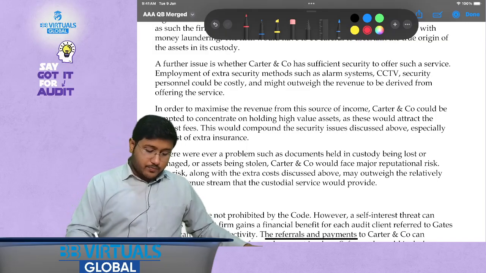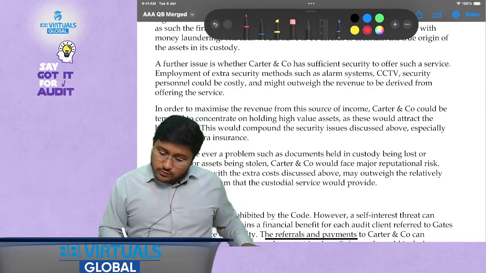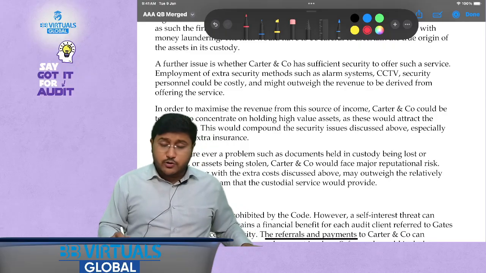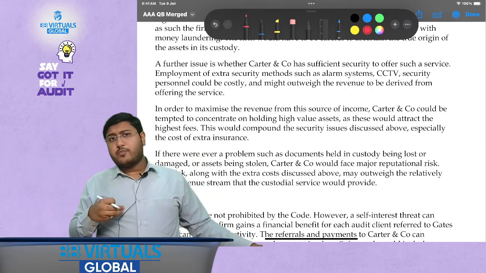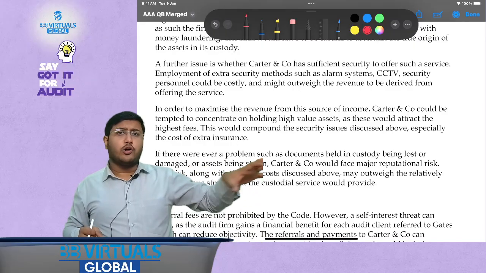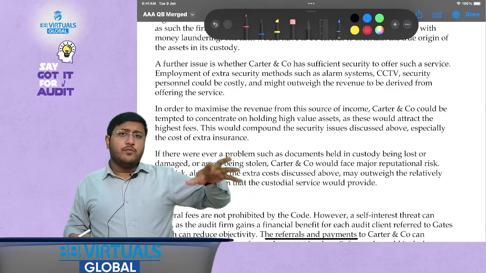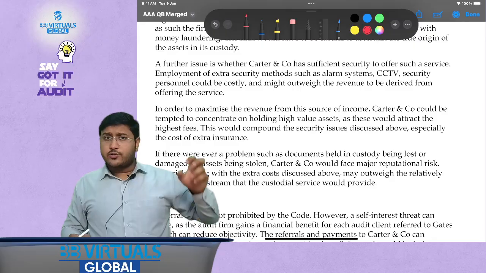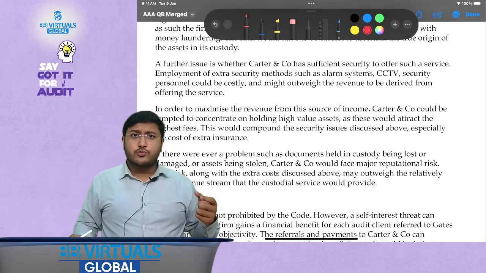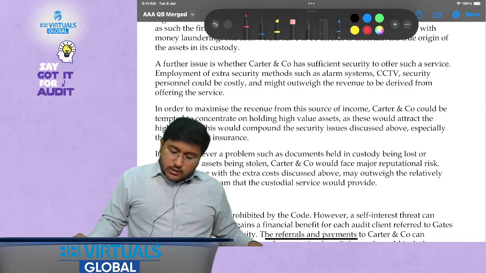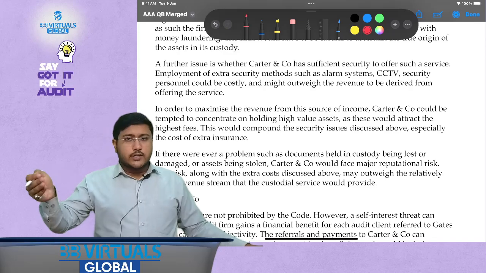Okay, so this is important. In order to maximize the revenue from this source of income, Carter and Company could be tempted to concentrate on holding high value assets. They can have a policy that we are not going to handle all the assets, maybe not documents. We are only going to take custody of the assets which are of high value, so that our fees could also increase. This fees, as in not the audit fees, the custody fees.